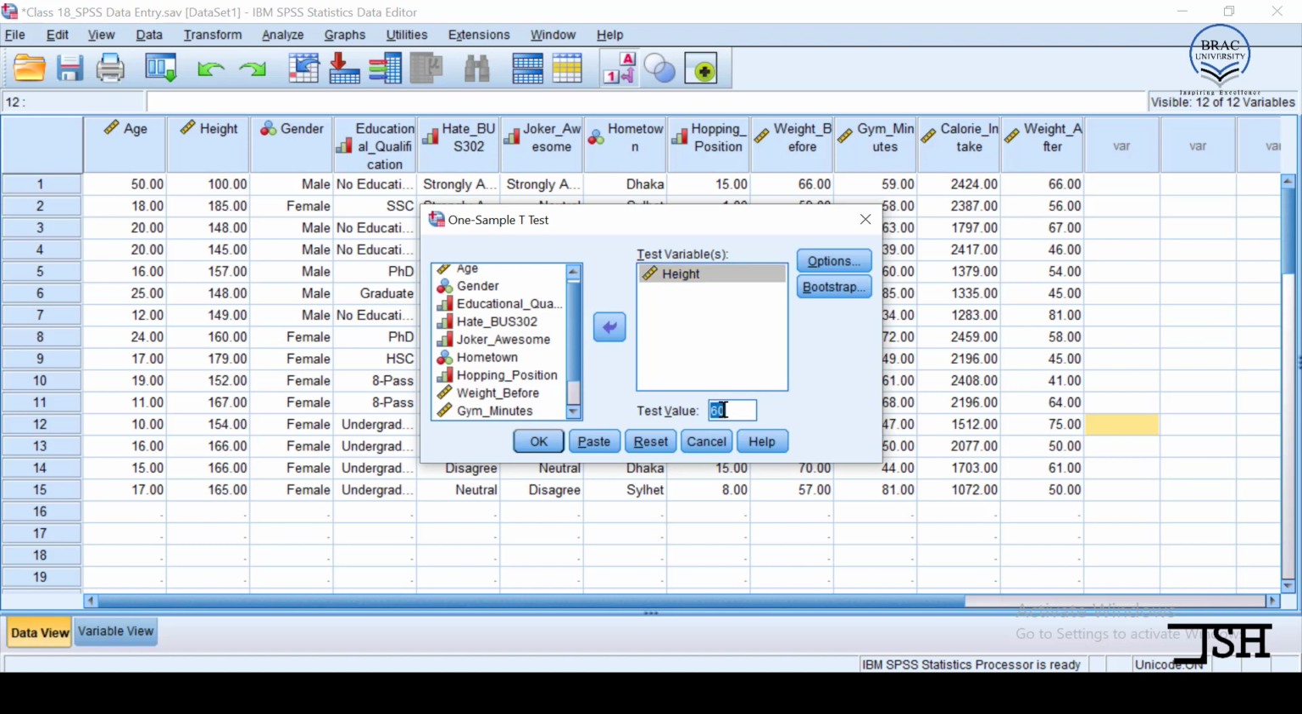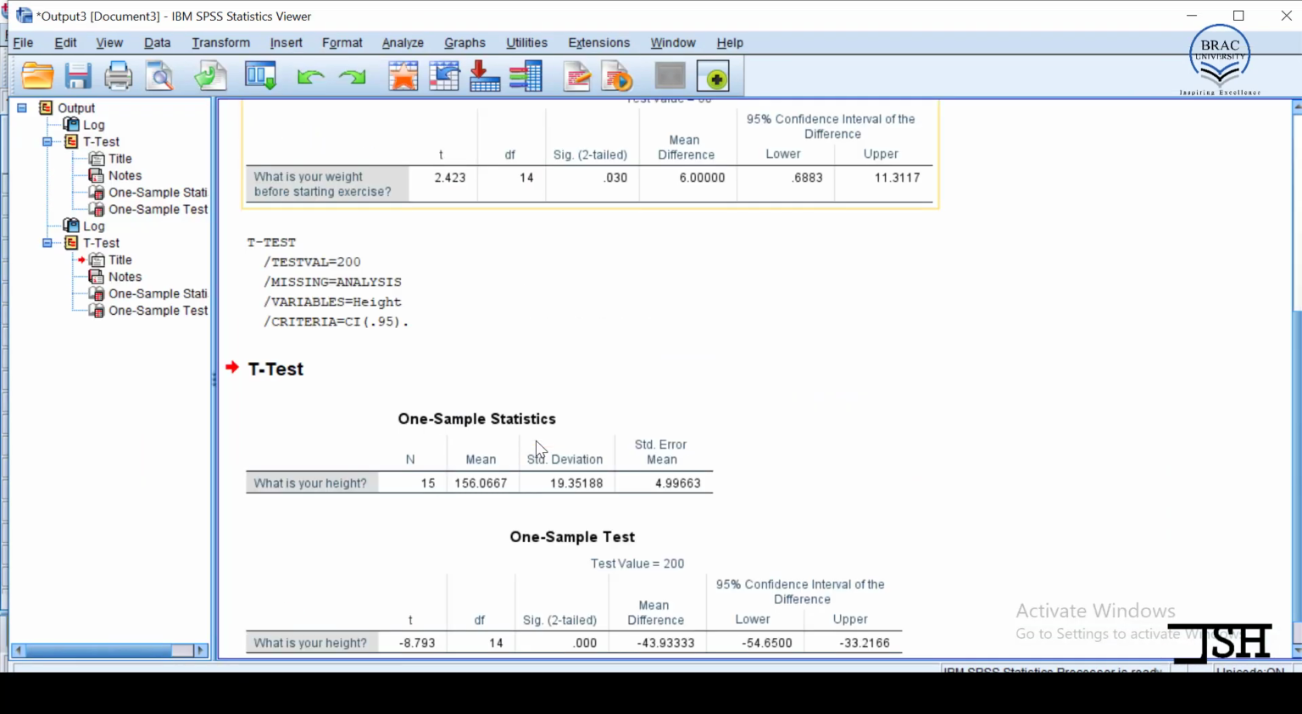Now in the test value, what is the given height in the question? Yes, 200 centimeters. So we have to delete 60 and then type 200. Now, before we select OK, what have we done here? We are going to compare the average height in my sample with this given average height of America, which is 200 centimeters. So we are ready. Let's select OK. So yes, the result is here.